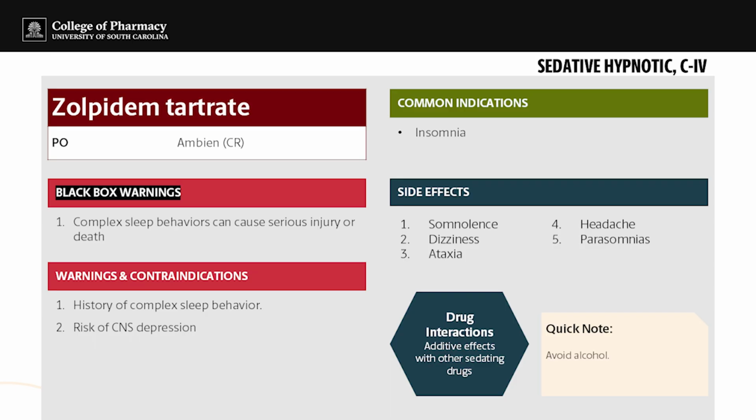Another sedative hypnotic that is a Schedule 4 is zolpidem tartrate, brand name Ambien or Ambien CR, indicated for insomnia, and the side effects are the same as the others. One thing about this one, it can cause some complex sleep behavior. Sometimes people that take this get up in the middle of the night, they don't know what they are doing. They might go and eat something, they might hallucinate.